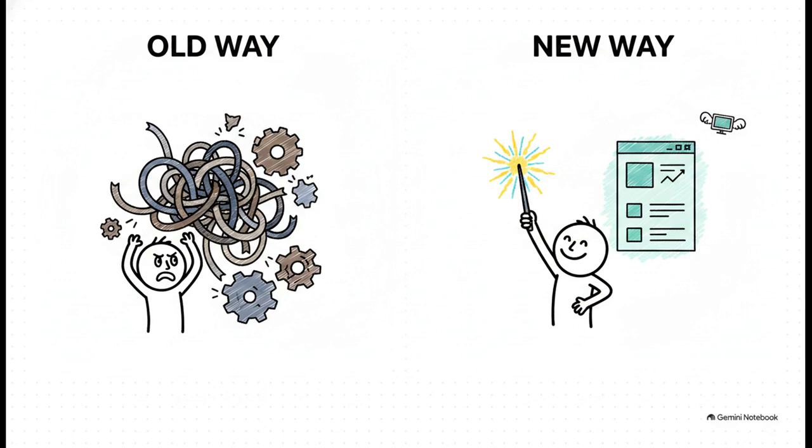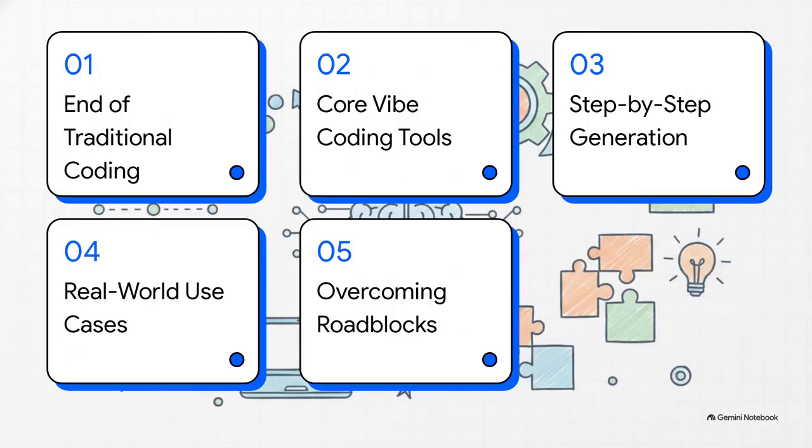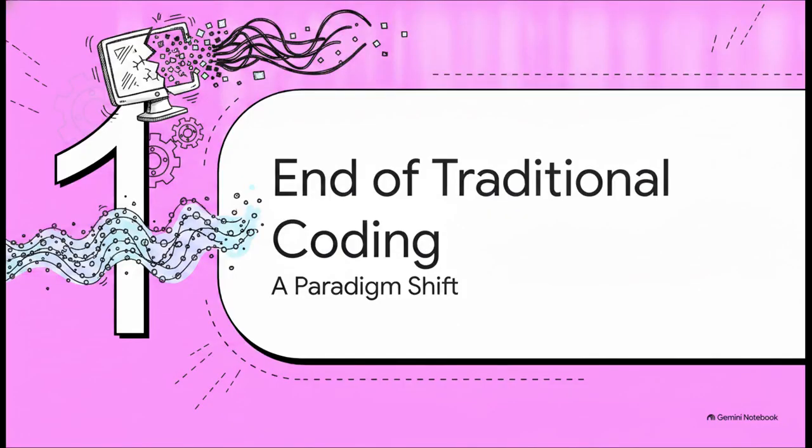I mean it. You can literally create a custom, fully working app in under 10 minutes. I know it sounds like absolute magic, but it is just the new reality we're living in. Here is our roadmap for this explainer. 1. The end of traditional coding. 2. The core vibe coding tools. 3. Step-by-step app generation. 4. Practical real-world use cases. And 5. Overcoming AI coding roadblocks. All right, let's kick things off with Section 1, the end of traditional coding.